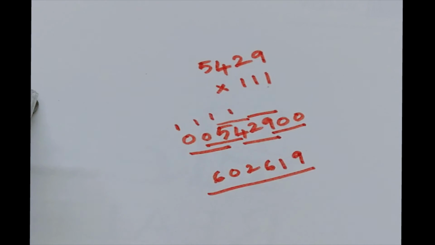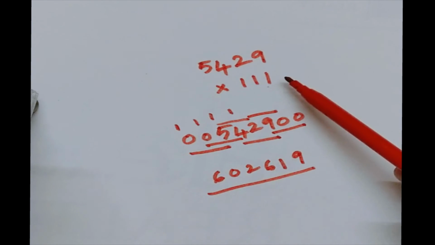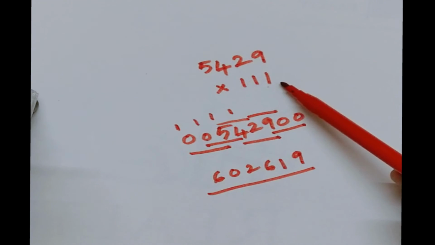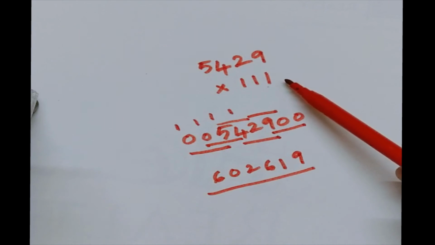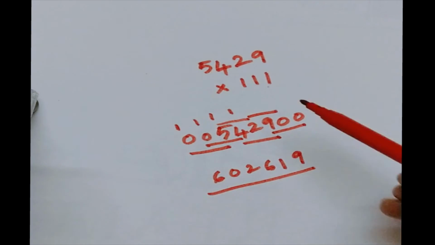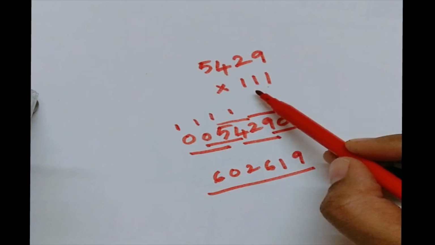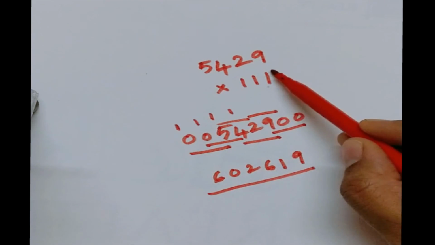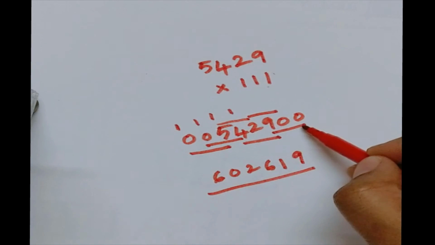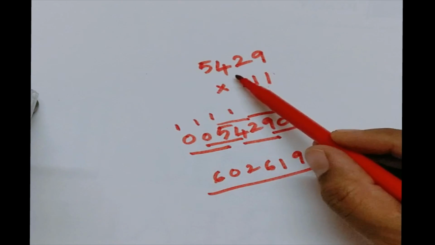This method can be done when we have a multiplier having all 1's. It could be any number of 1's. All we have to remember is that the number of digits we add would depend on the number of 1's here, and the number of zeros would be 1 less than the number of 1's here.